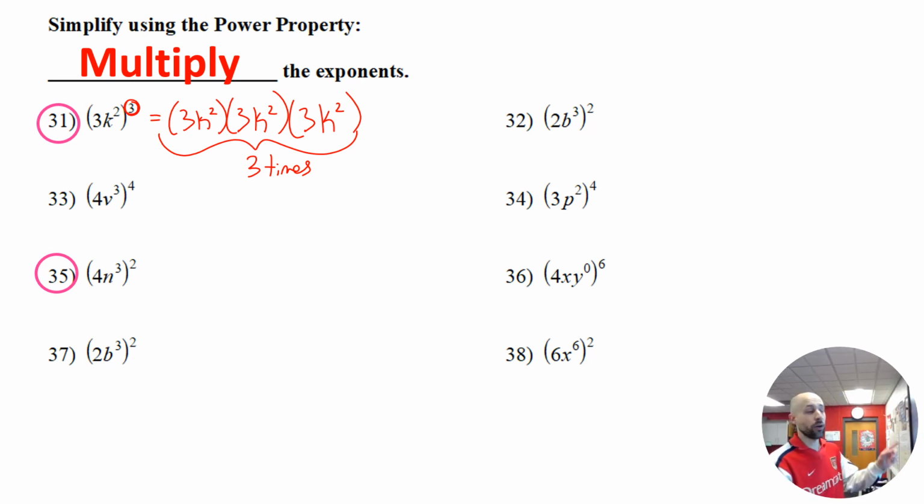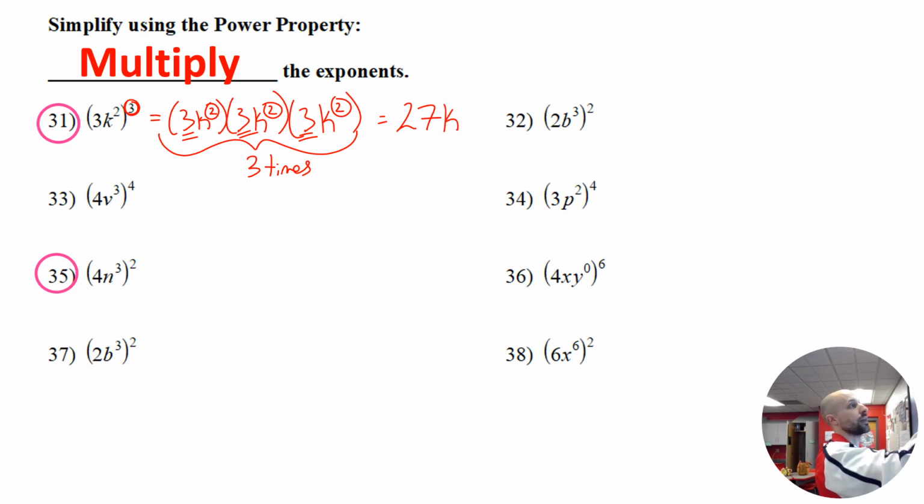So if I multiply all those together, I'm multiplying the coefficients, which would be 3 times 3 is 9, times 3 is 27. And then I add the exponents. So 2 plus 2 plus 2 is k to the 6th.